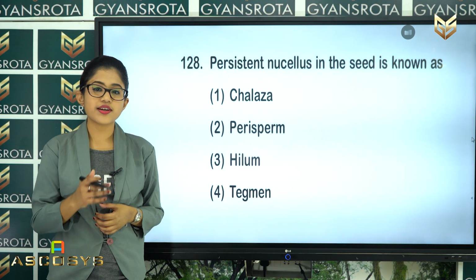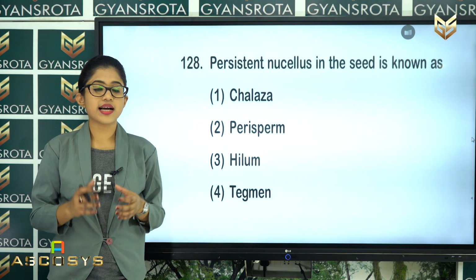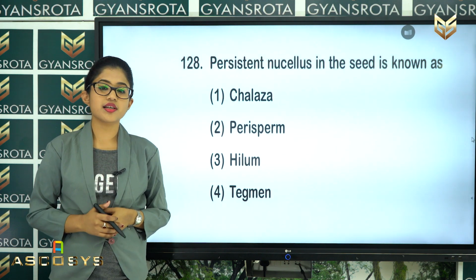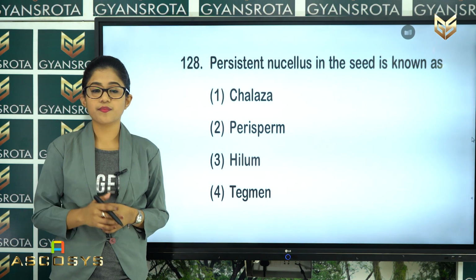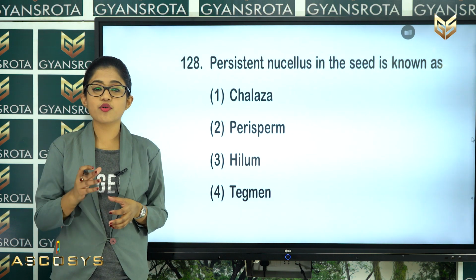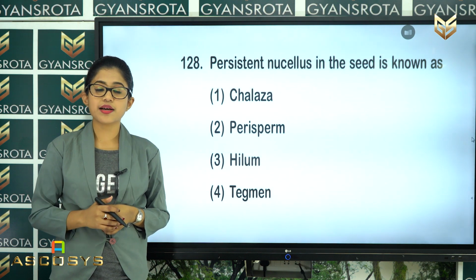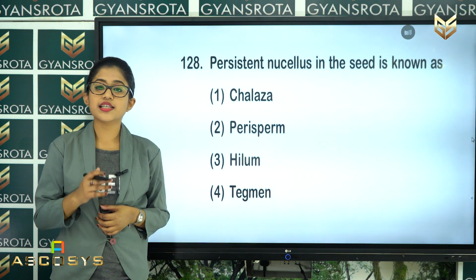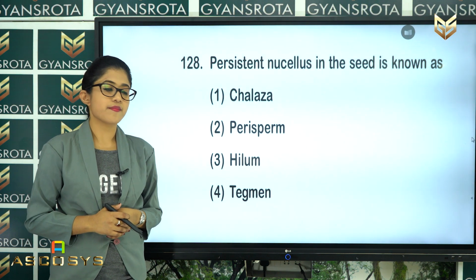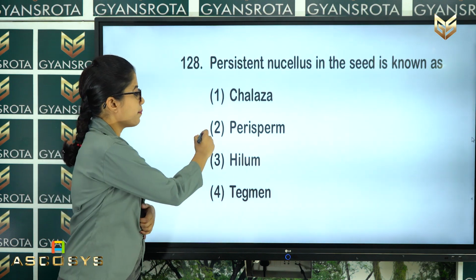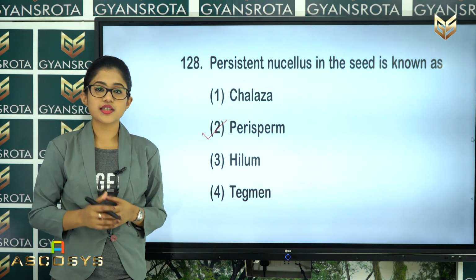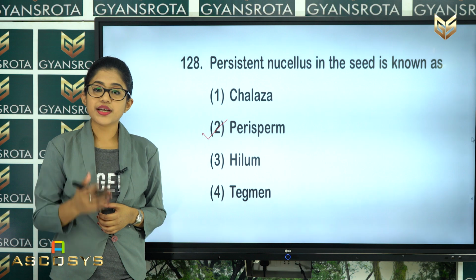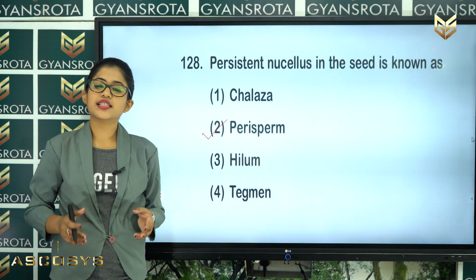So, this question is also very easy for you. Chalaza, that is at the pole of the embryo sac, then perisperm, that is actually the persistent nucellus in the seed, and the third one is hilum. Hilum, have you remembered that? That is the portion in the cotyledons, and the next is the tegmen. Have you remembered testa and tegmen? I have discussed that. That is the seed coat. So which among them is the correct answer? That is option number 2, perisperm. So the persistent nucellus which is present in the seed is known as perisperm. An example of this is beetroot, right? Okay. Now let's see the next question.